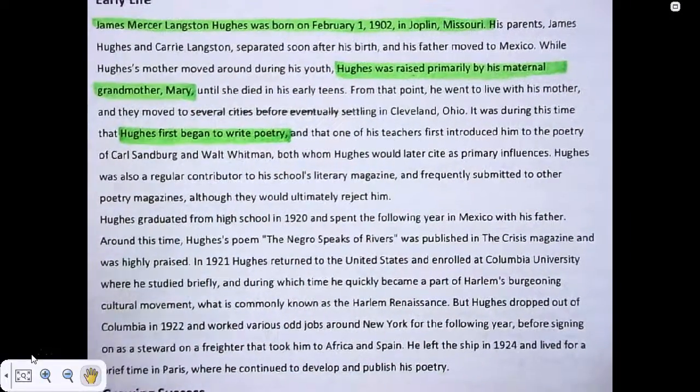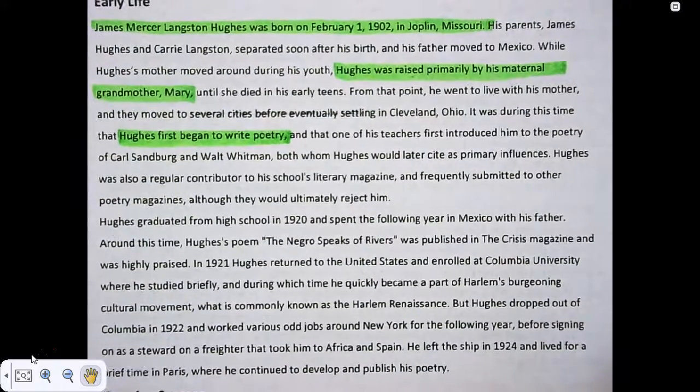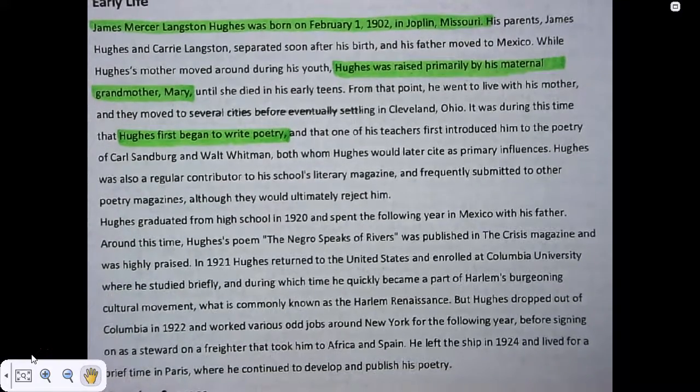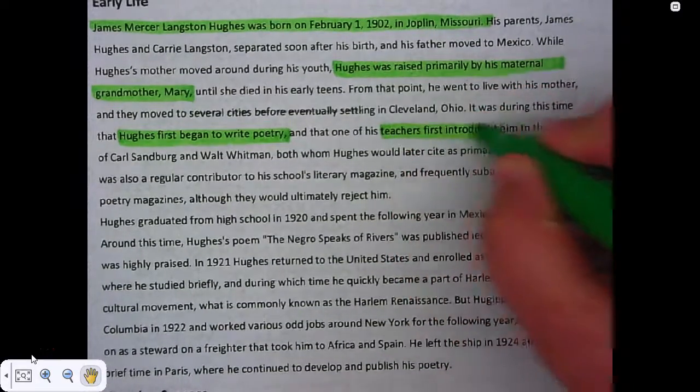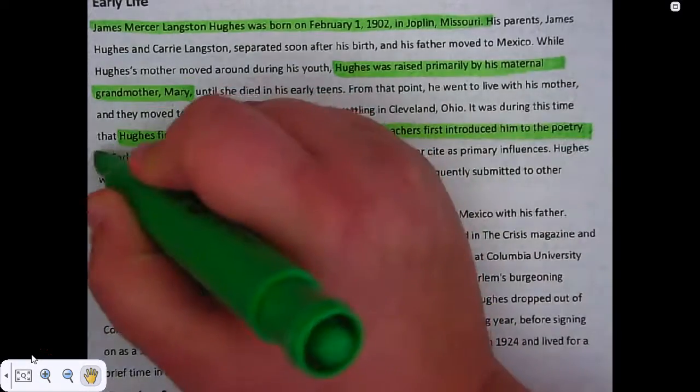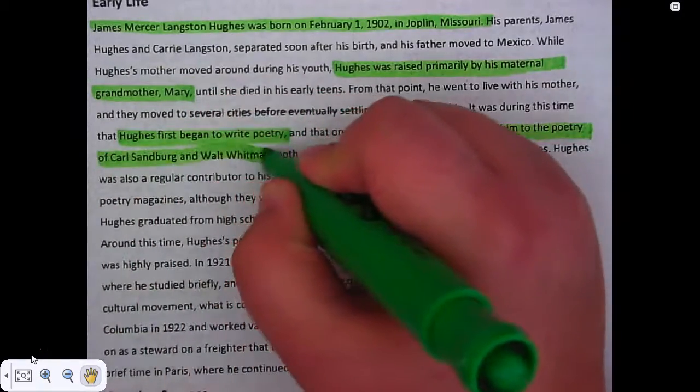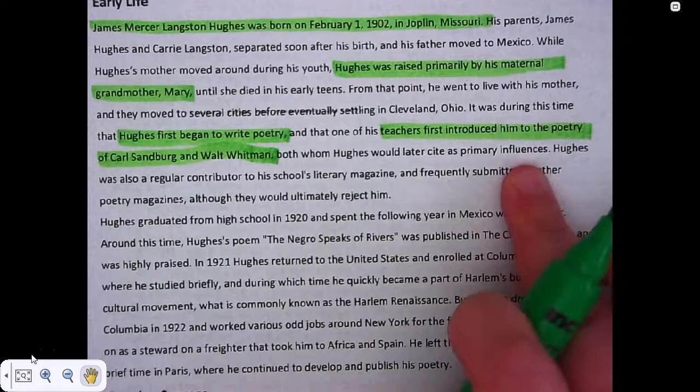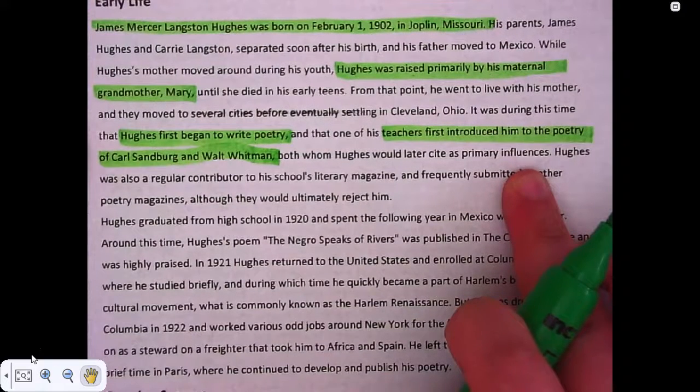Because I've already read the selection through one time, I know that it talks a lot about Hughes and his writing. So I know that this information is important, since he's a writer, and when he first starts to write poetry, it's something I need to know. It also says that one of his teachers introduced him to two different poets, and that they would later be people he cited as primary influences, the ones he most wanted to be like.